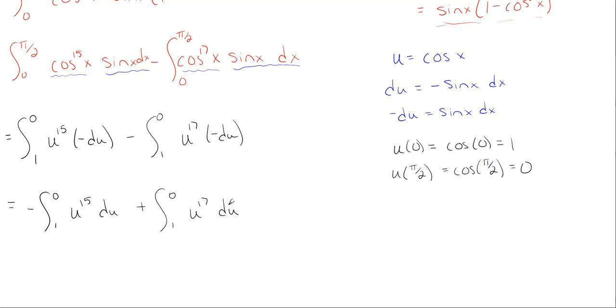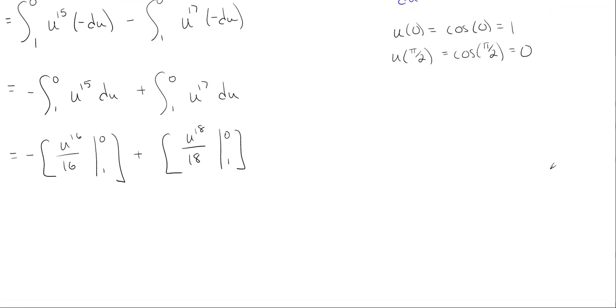And isn't that a much nicer integration for both of these portions to do? Better than what was up here with cosine 15th x times sine of x. So integrate both of these and we end up with minus u to the 16th over 16 from 1 to 0 plus u to the 18th over 18 from 1 to 0. Now, technically you would have an integration constant c here, but it doesn't matter with a definite integral because it would cancel out in the subtraction when you're evaluating these limits of 1 to 0. So this is the proper way to write it.